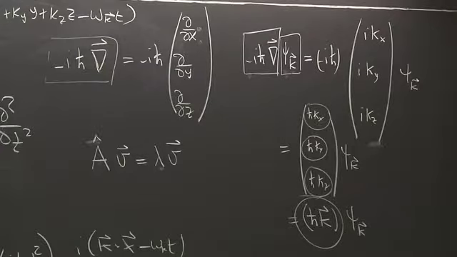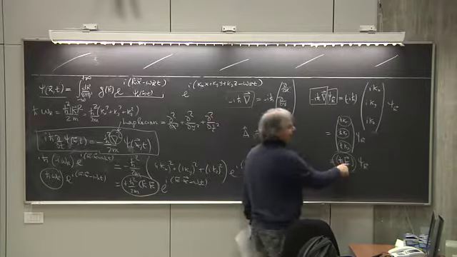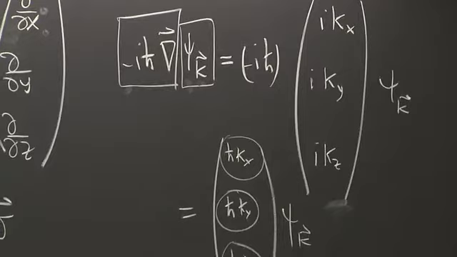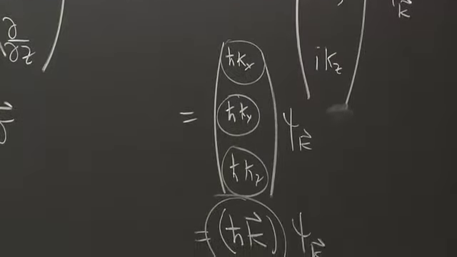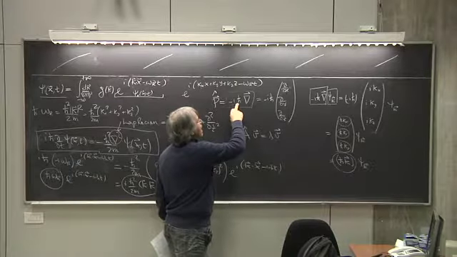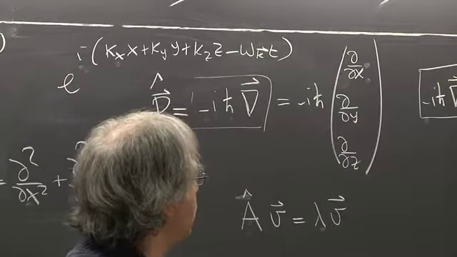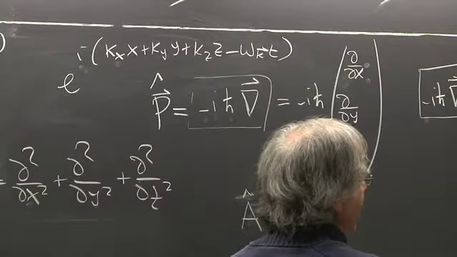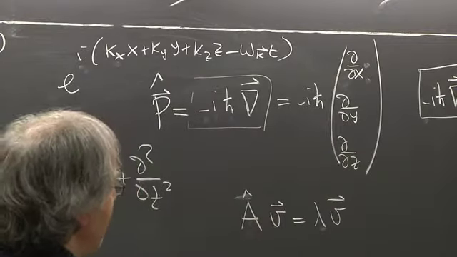which are the wave vector k's. Okay? So it is very natural, since we said that h bar k is a momentum, to call this the momentum operator. Okay? So for us, from now on, the momentum operator is just a three-component vector, which is minus i h bar the gradient. All right? Very good. And the eigenfunctions of the momentum operator are the plane waves with eigenvalue h bar k.